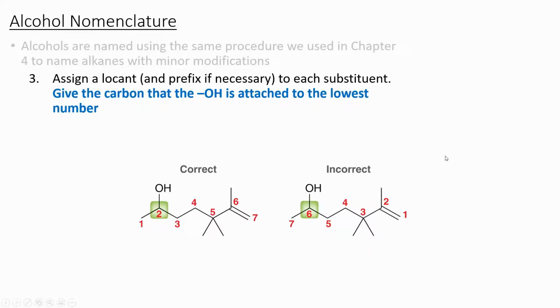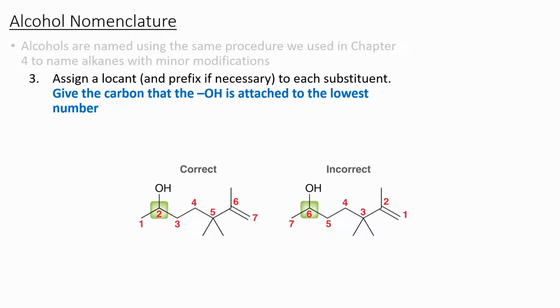So once we've identified the parent chain, we're going to assign a location to each substituent. Here, we can start from one of two sides. Starting from this side, 1, 2, would put the alcohol in the second position. And if we started from this side, 1, 2, 3, 4, 5, 6, it would put the alcohol in the sixth position. So we want to make sure that we give the carbon that the alcohol is attached to the lowest number possible between the two choices.